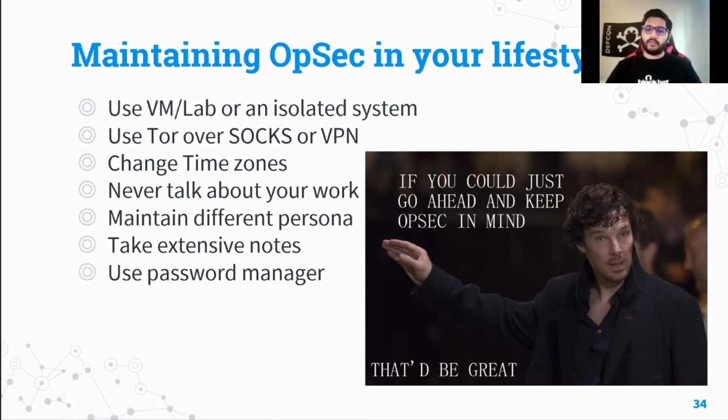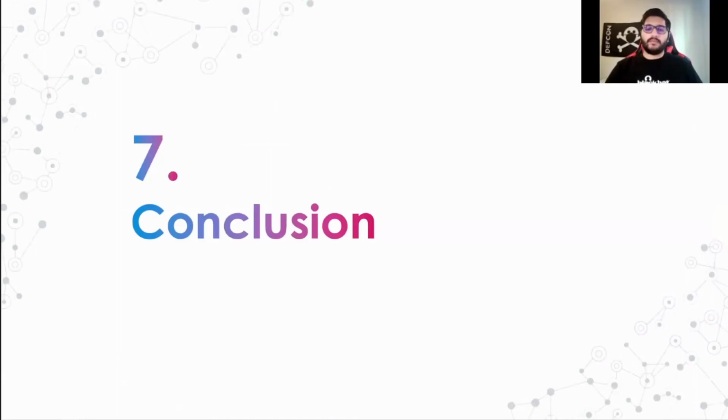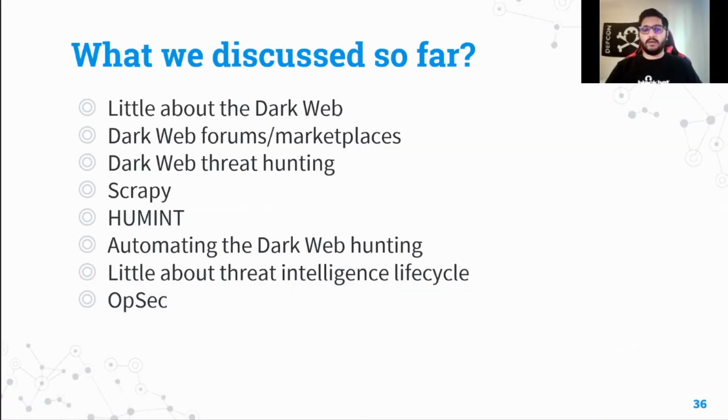These are some of the steps that you can take to maintain your OPSEC. There are a lot of other steps, and you can read more about it. So that was it. We talked a little about the dark web and how you can access it. What do we mean by the dark web? We talked about different forums and marketplaces, and how an actor sells data on the dark web. What do we mean by threat hunting? Why are we performing threat hunting on the dark web? What are you gaining, and what are you losing if you're not doing it?